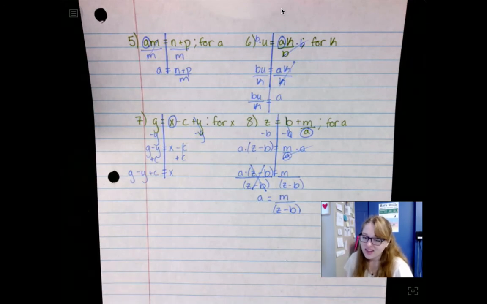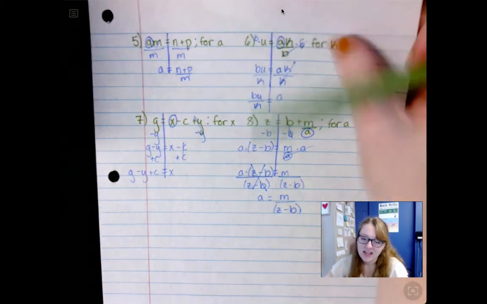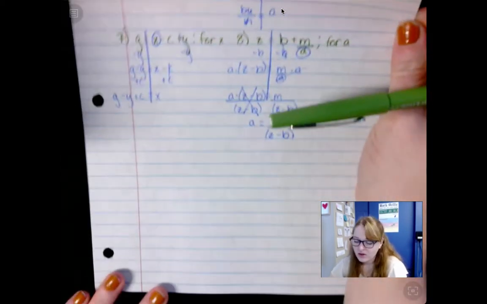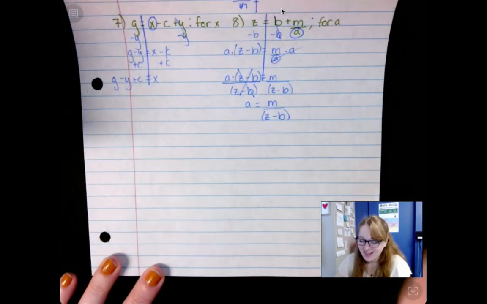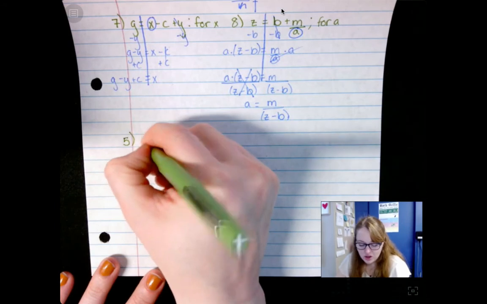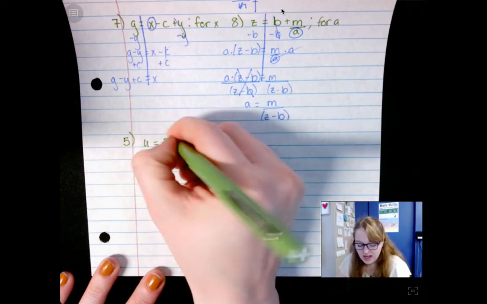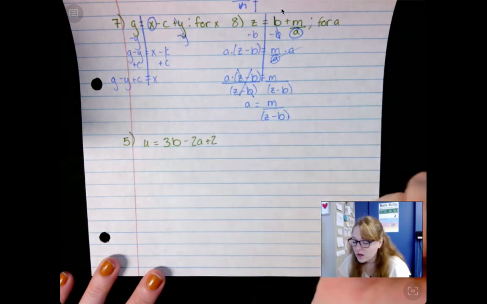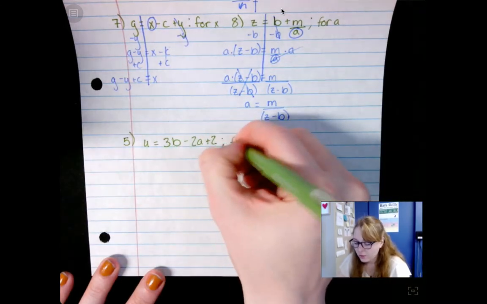Now let's do our 5th and final problem of today, kiddos. This one is mean and evil, so let's go ahead and do our best. Number 5. We have u is equal to 3b minus 2a plus 2, and we're solving for a.